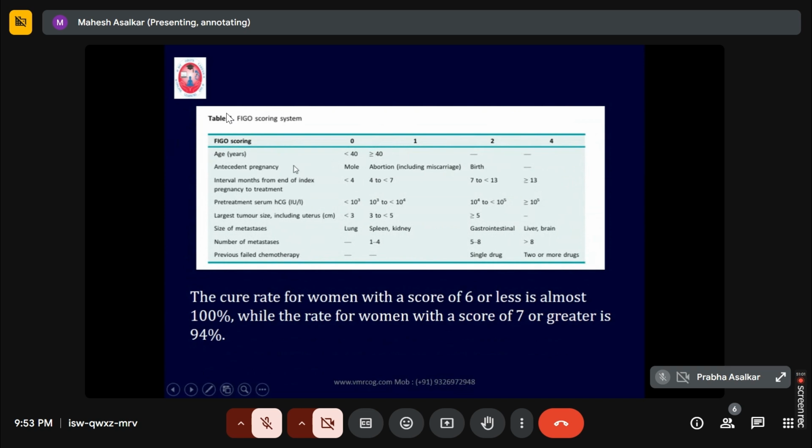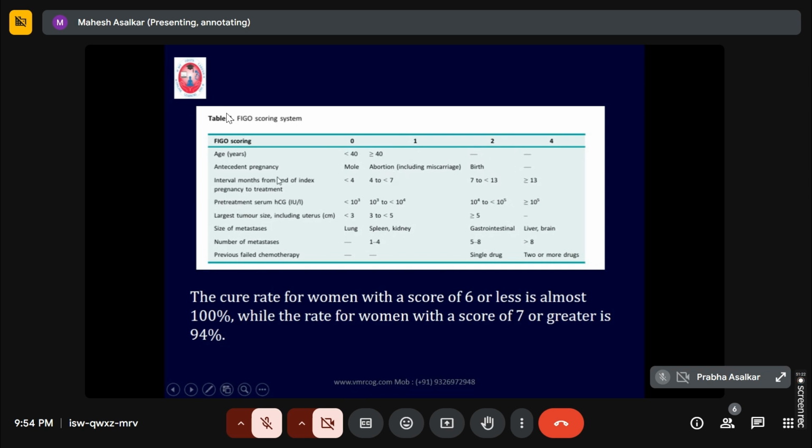Then antecedent pregnancy, whether the index pregnancy was a molar, an abortion or a birth. We have seen live birth is rare, but if it is there, then the score is high, 2. If it is a molar, it is 0. Commonest is a molar. Then abortion has got a score of 1.